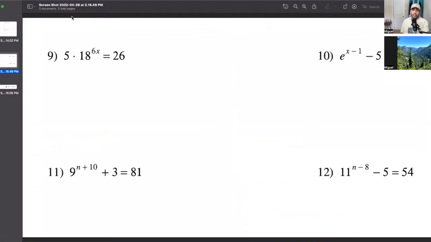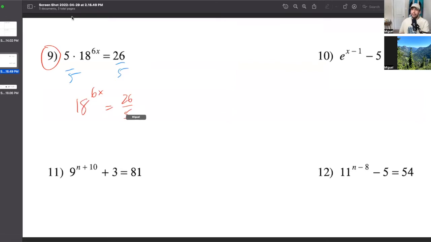This is a bit more complicated. And at this point, we're probably going to use our math compass, aka our math calculator. So the very first thing that I want to do for number 9 is make sure that I just isolate the exponent. So I'm going to go ahead and divide both sides by 5. And let's see if I could even do anything about that in terms of changing it into the same base. So I have 18 to the power of 6x is equal to 26/5.